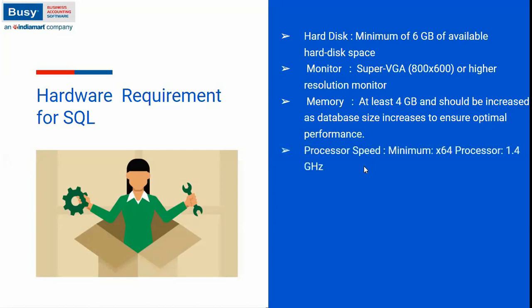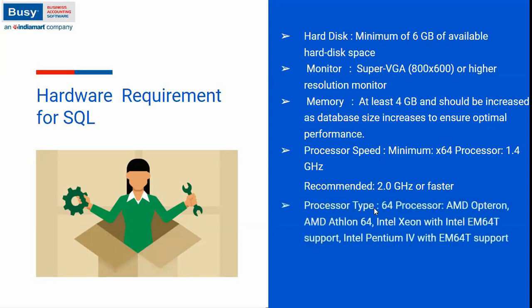Processor speed is minimum x64, and the processor should be 1.4 gigahertz minimum. I'm sharing the minimum requirement. Recommended is 2.0 gigahertz or faster. That will help you get fast processing of your reports in Busy. Processor type: 64-bit processor, AMD Opteron or AMD Athlon 64, Intel Xeon with Intel EM64T support, Intel Pentium 4. These are all processor types that are supported in case of SQL.